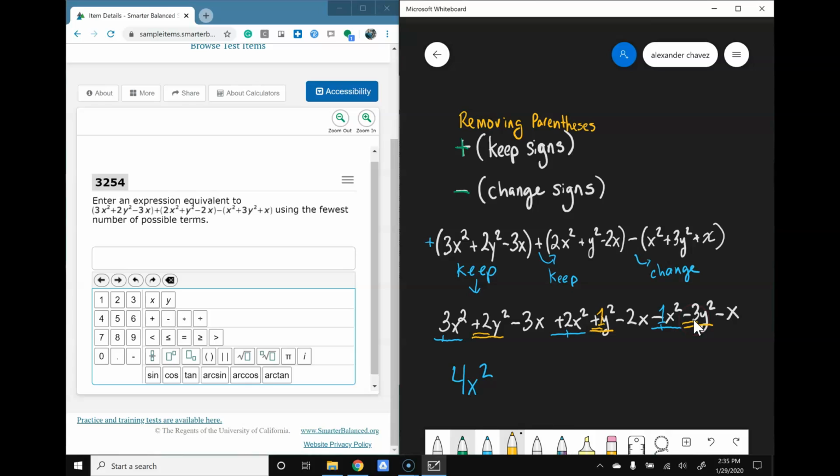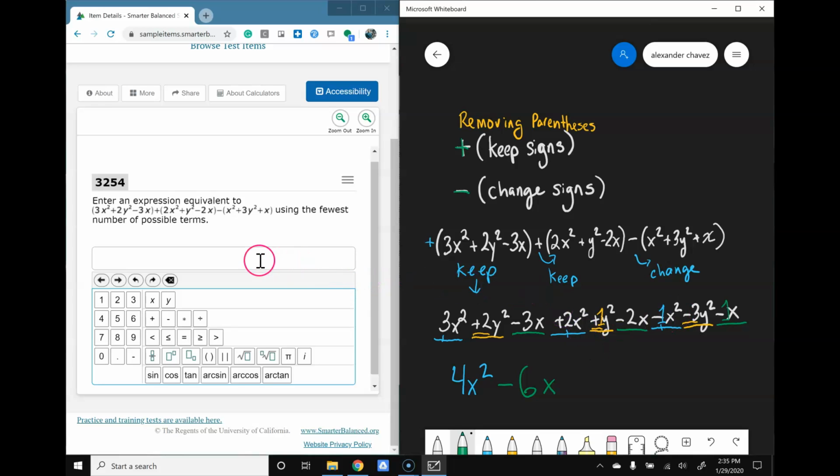So let's take a look at the last available term, which appears to be these x terms. Remember, x squared and x are different terms because they have to have the same variable with the same powers. So let's add these up. Negative 3 minus 2 more puts us at negative 5x, minus 1 more gives us negative 6x. And there you have it. You have the expression that is using the fewest number of possible terms.